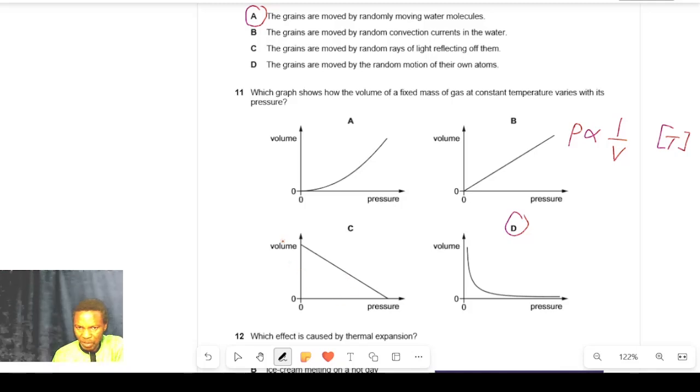This graph is wrong. This graph can only be correct if you have 1 over V against 1 over P. This one tends to talk about Charles' law, but that is volume and T. Well, let's just leave it. Let's concentrate on Boyle's law, which is represented by option D. The pressure of a fixed mass of gas being inversely proportional to the volume was Boyle's postulate.